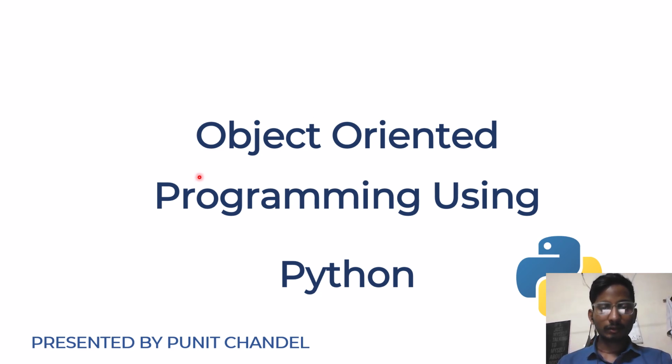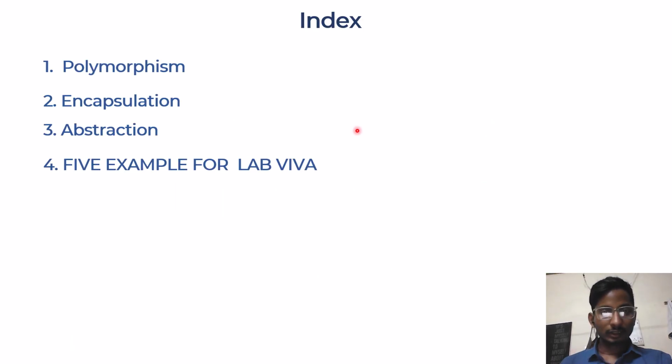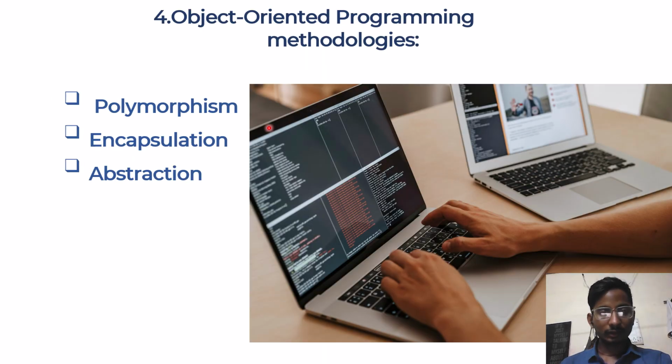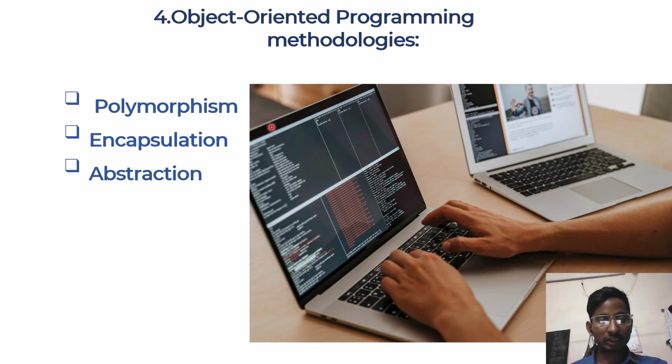Today my topic is object-oriented programming using Python. So we move to the next slide. Index: polymorphism, encapsulation, abstraction are the main topics of this PPT, and five examples for lab viva. First of all, the object-oriented programming methodology: polymorphism, encapsulation, and abstraction.